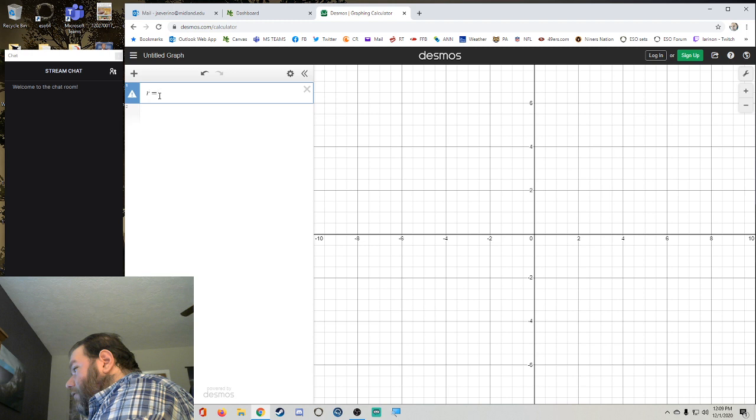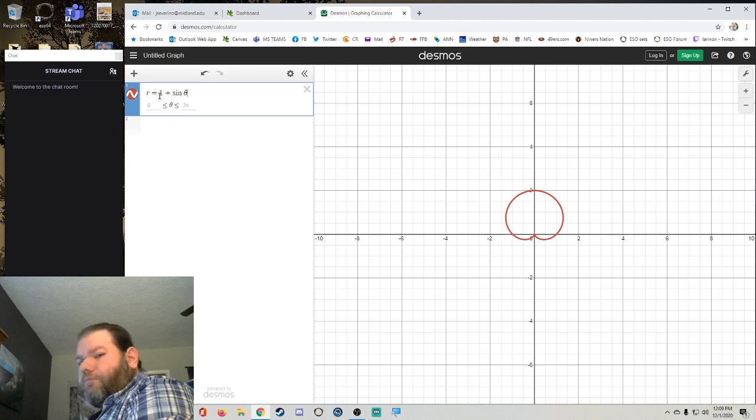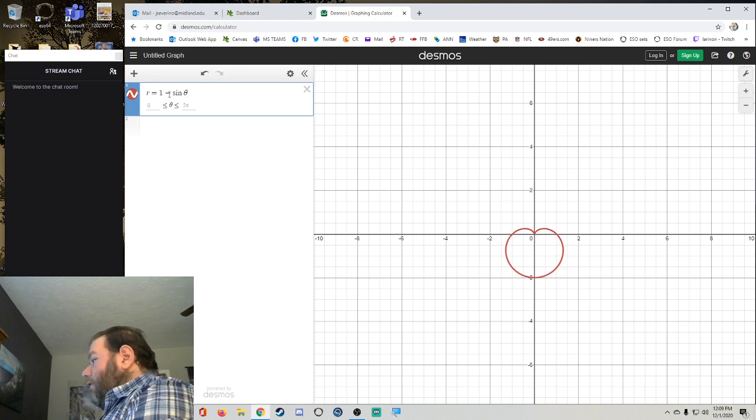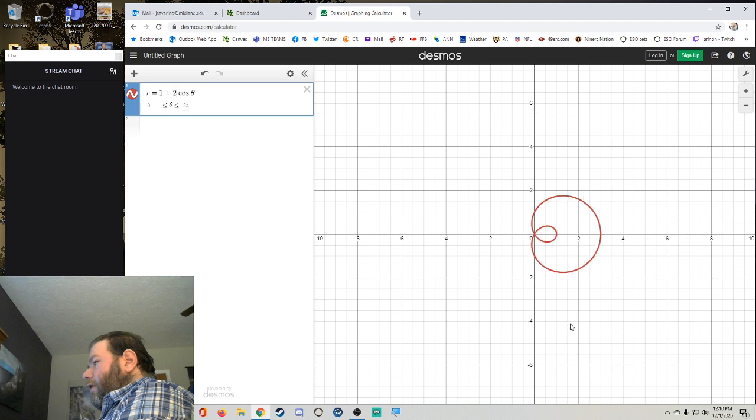Okay. So let's do r equals 1 plus sine theta. And that's our cardioid that we talked about before. Notice if we change that to a minus, it flips it to the opposite side. If we change it to cosine, it rotates it again, and if we change that to plus, it rotates it again. But all of those have identical numbers, 1 here and 1 as the coefficient. Now if we change this coefficient to 2, we get an inner loop.